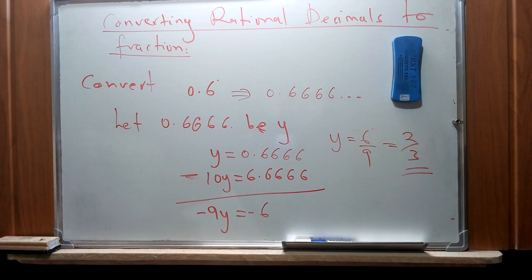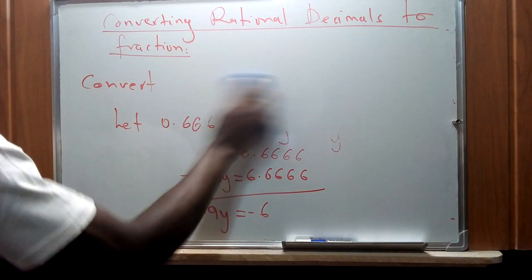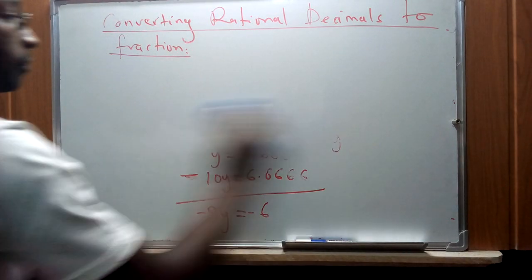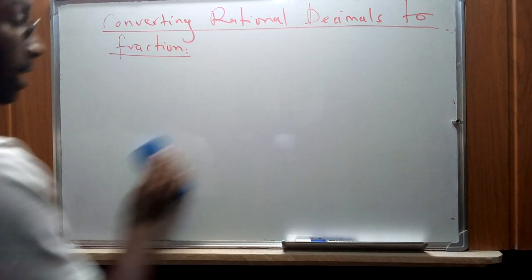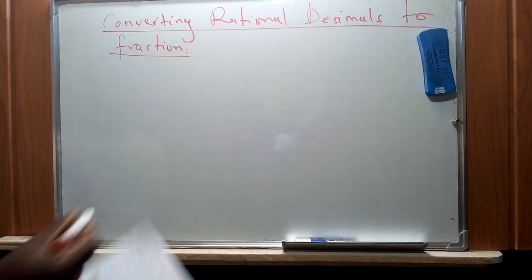Now the second example is going to give us an approach that we're going to use in case maybe two or three numbers are repeating, and that approach is what we're going to use in order to solve subsequent ones.